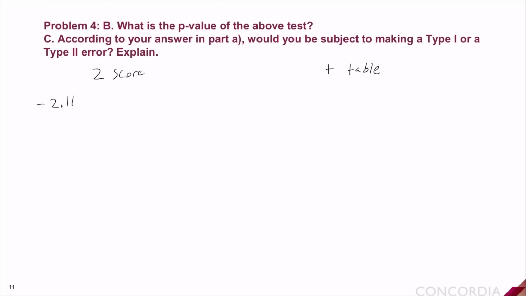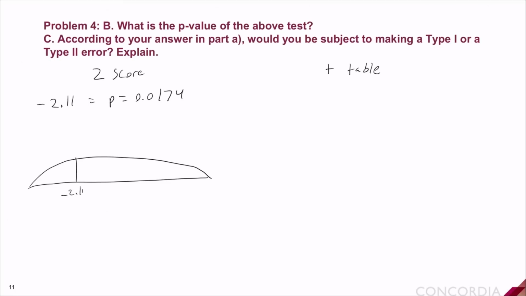For the z-score, all you have to do was find your z-score, which was negative 2.11, on your z-score table, and find the probability of it being less than that value, and it gave you a probability equal to 0.0174, which meant that the probability to the left of the z-score of negative 2.11 is equal to 0.0174.